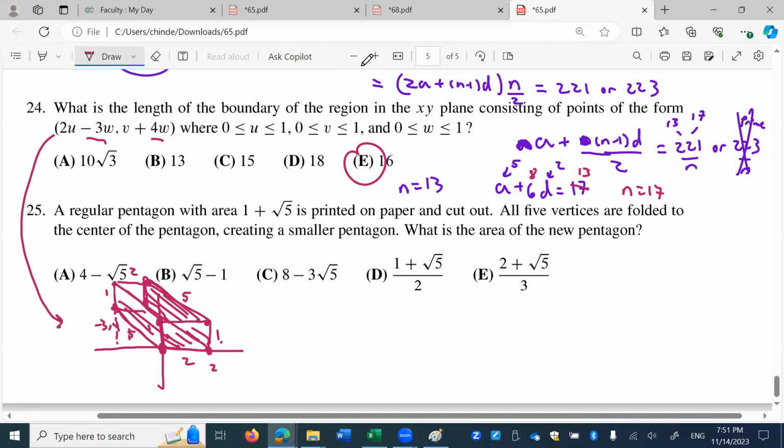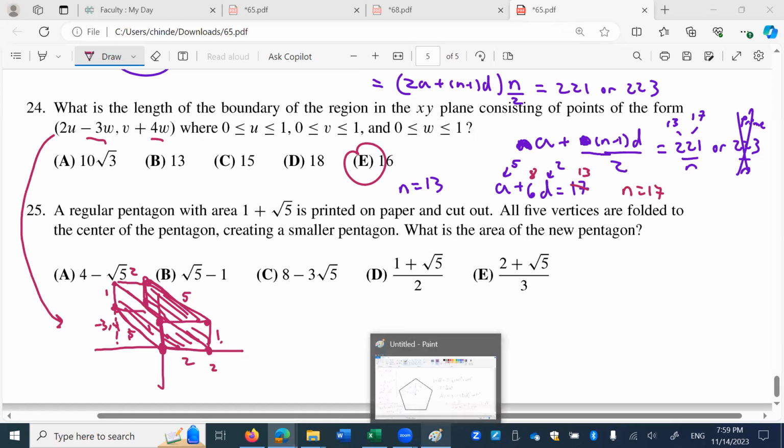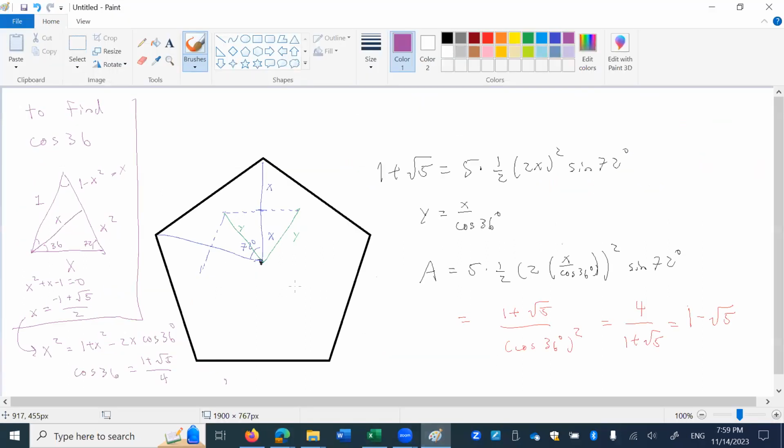Okay, last problem. I'm gonna pause the recording for a second. Okay, for problem 25, we have a regular pentagon with a given area, and then we're folding each vertex to the center to create a smaller pentagon. And I want to know the area of the new pentagon. So I paused the video so I could draw, because it's hard for me to draw and talk at the same time. So I wrote out the solution first.